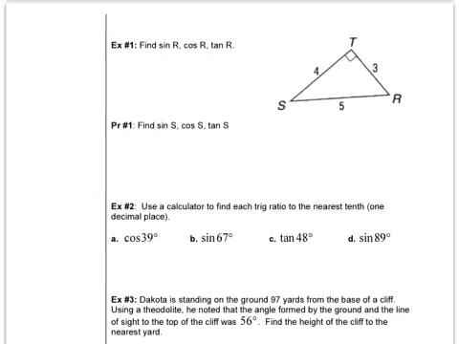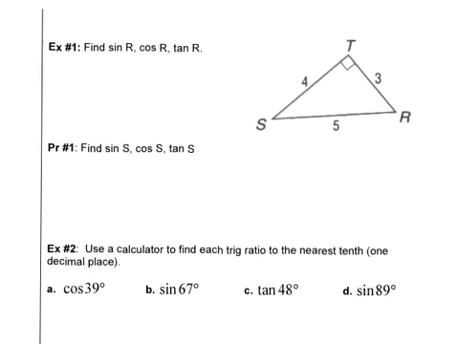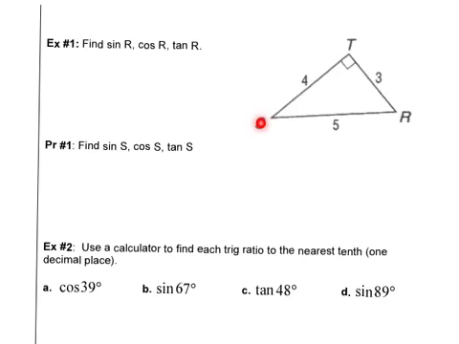So, let's see how this works. They give us this triangle, and we have the sides, but we don't know what any of the angle measures are. But we could actually figure it out. First we'll practice by writing the ratios. Let's first do the sine of R. Here's angle R, and I'm going to mark it. Sine is opposite over hypotenuse. The opposite would be 4, and the hypotenuse would be 5. So sine of R equals 4/5.